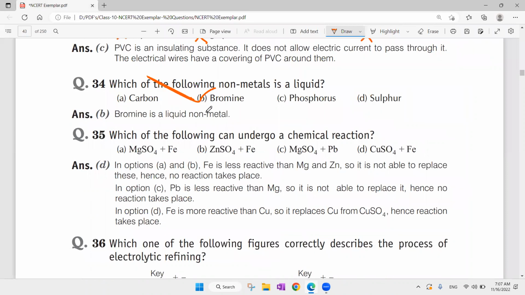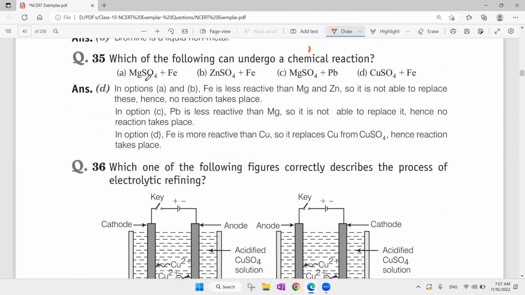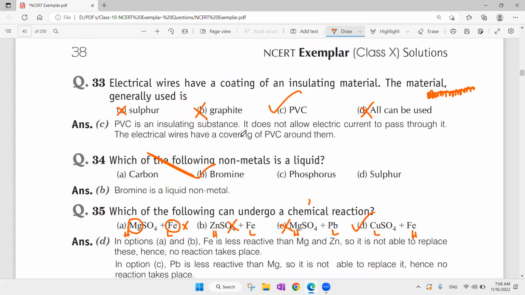Then, which of the following can undergo a chemical reaction? When they are giving this, we have to check which must be highly reactive and which must be least reactive. In the salt, the metal which is present has to be least reactive, but here it is highly reactive, so it is not possible. Now, zinc is highly reactive, iron is least reactive. Here also it is not possible. Magnesium is highly reactive, lead, plumbum, is least reactive. This is also not possible. Now, copper is least reactive, iron is highly reactive. This reaction is possible. Displacement can be observed. Simple logic. D. Guys, any doubts from 31 to 35?